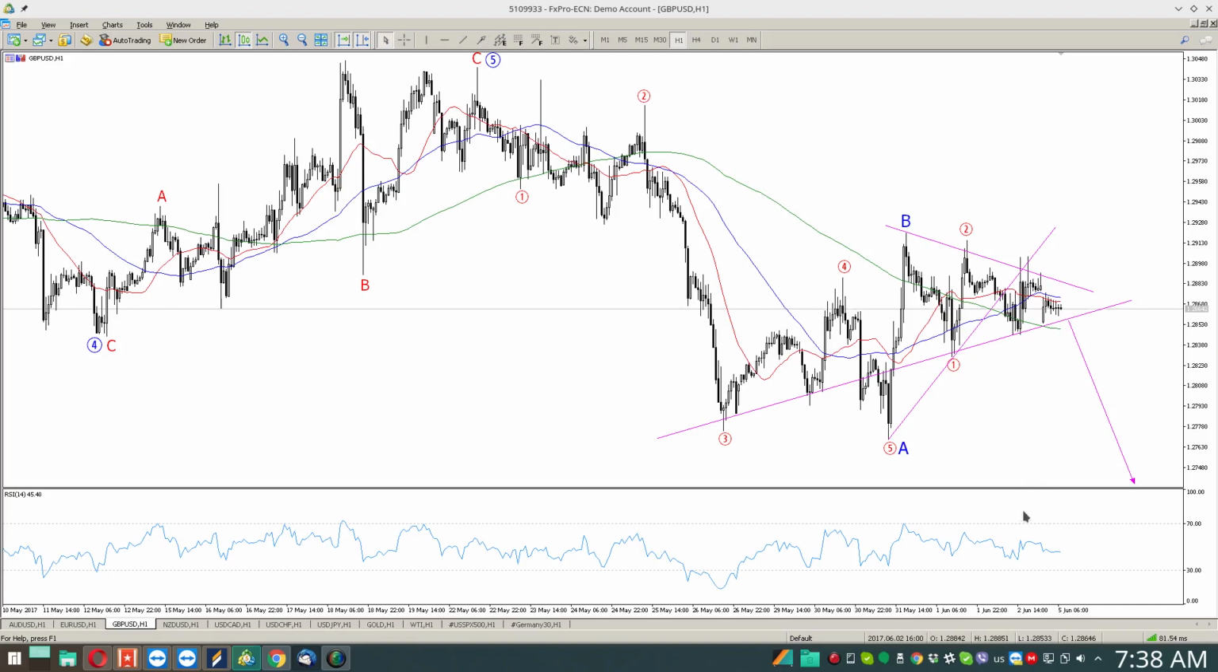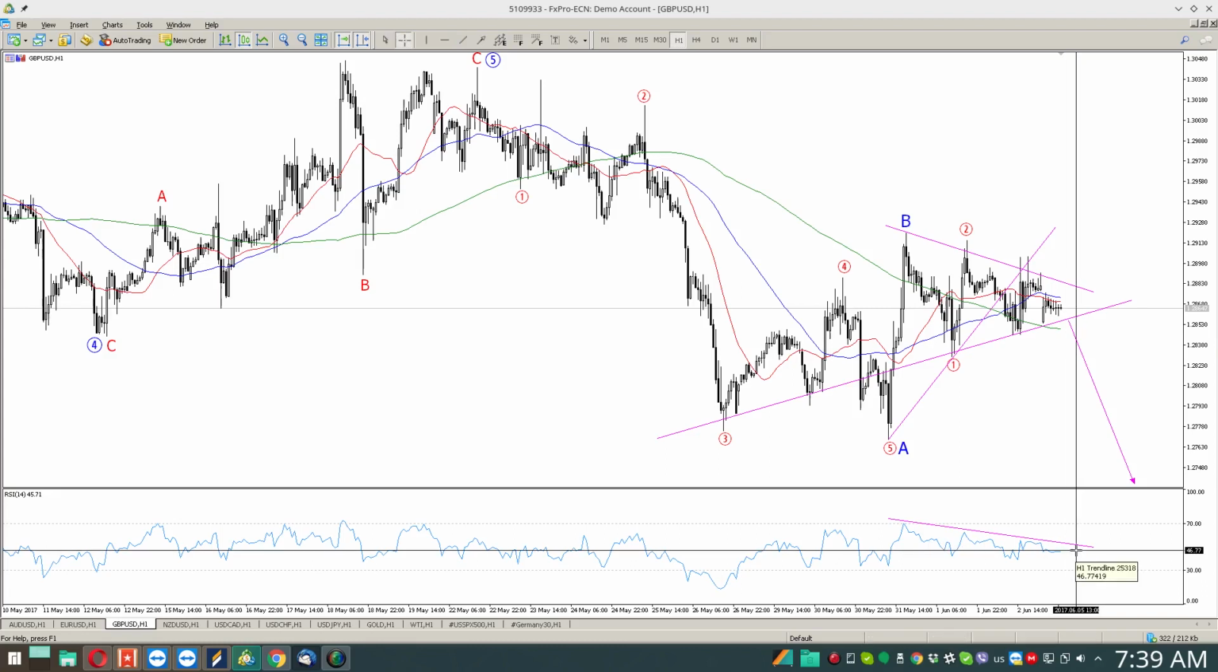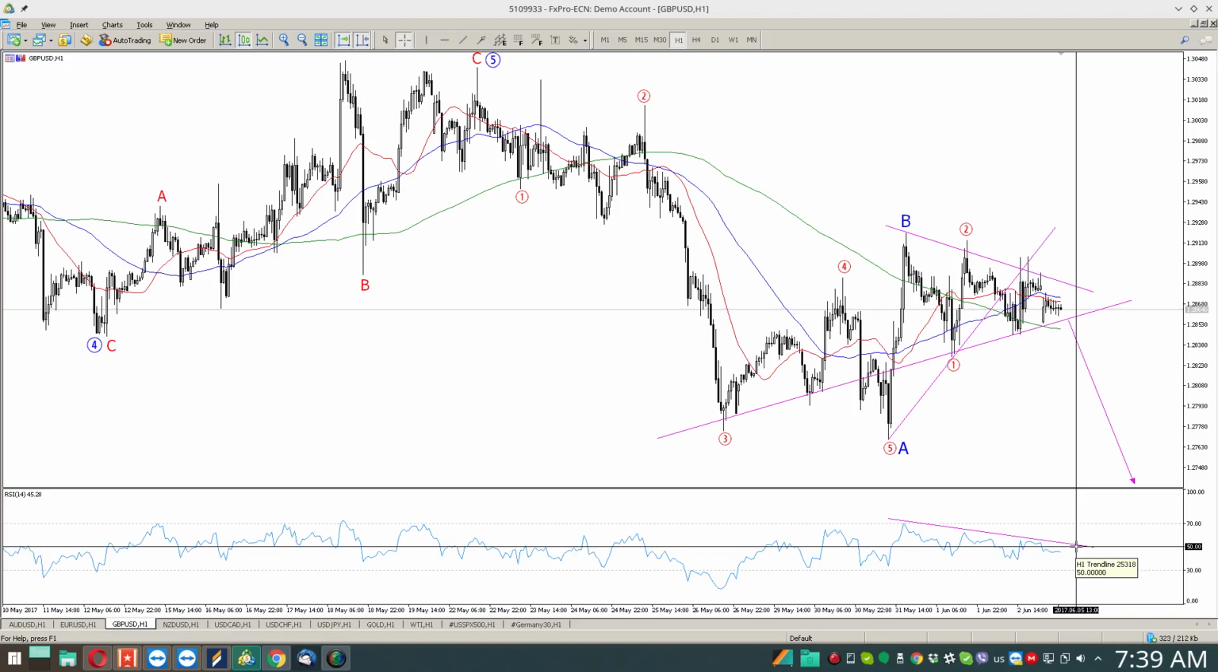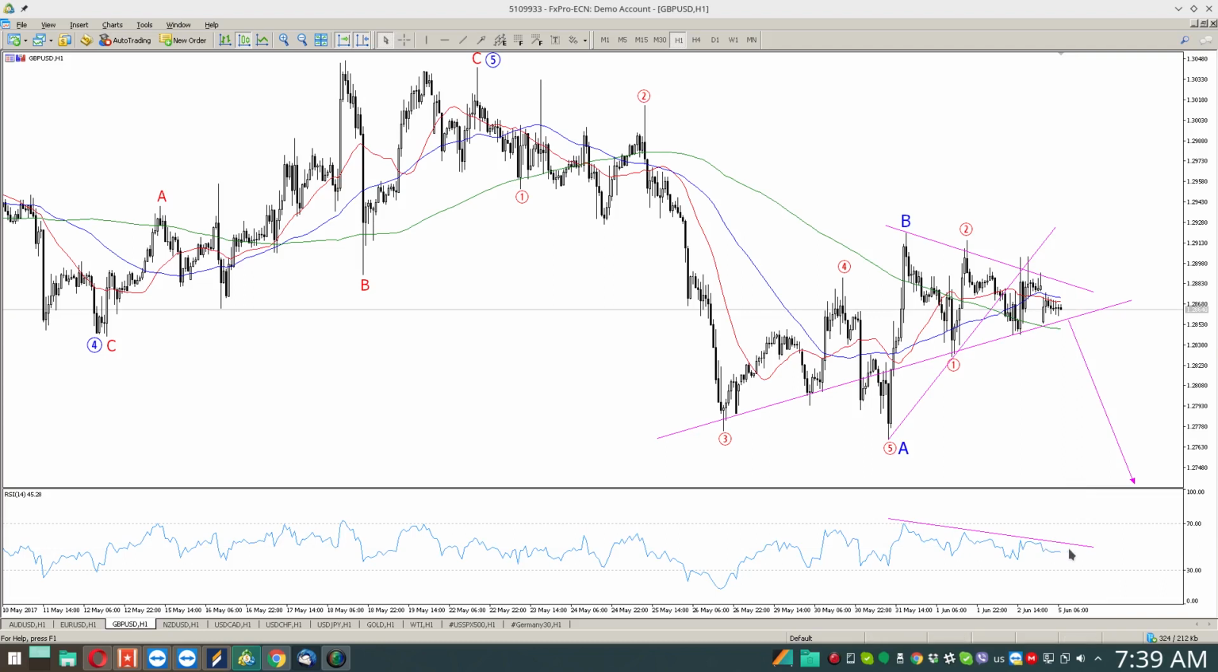We can also see that in the same way that this trend line holds the trend to the downside, the same does this trend line in the RSI. So in the sense that the RSI is capped by a declining trend line, and it is actually flirting with its neutrality level around here without being able to break above it, I'm expecting a continuation to the downside pretty soon.